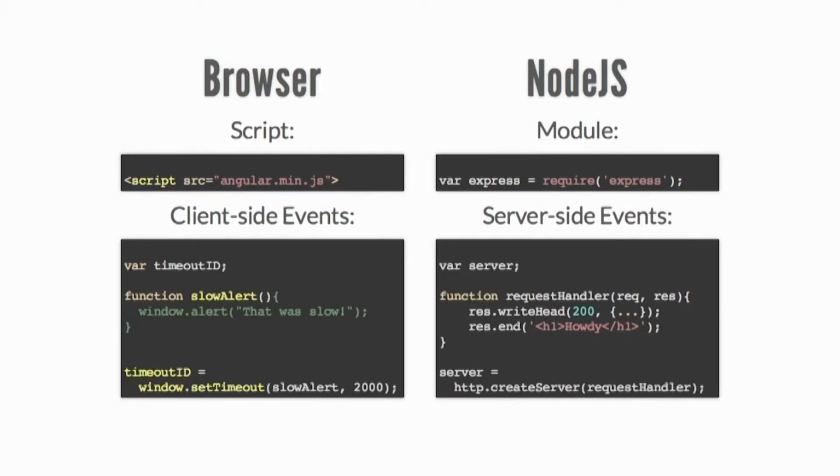JavaScript's not just a little bit event-oriented. It's event-oriented and asynchronous all the way down. So trying to compare Node to browser, you're going to see a lot of similarities. Certainly in the browser, you use a script source to bring in your third-party libraries. In Node, you're going to use a var express equals require express. We'll talk more about this, but the difference here is that Node uses something called CommonJS modules.